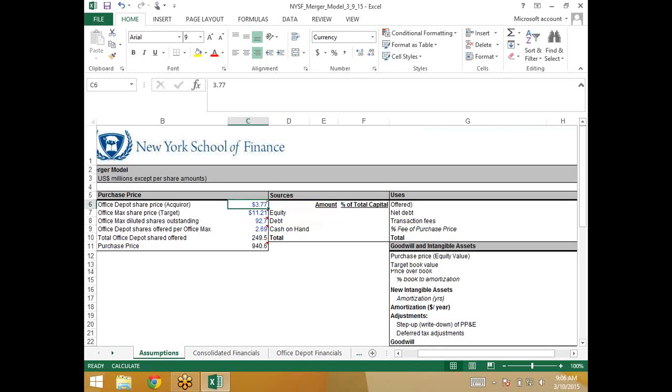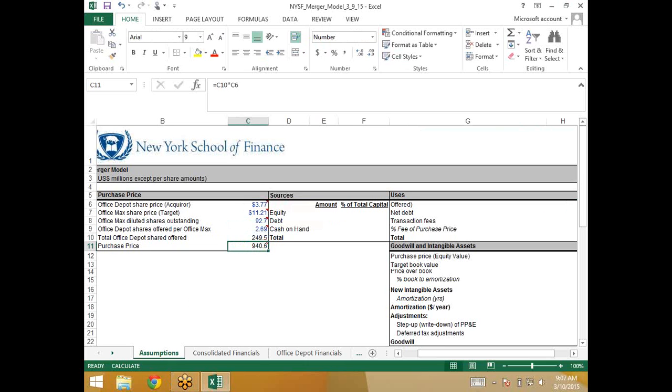So we mentioned, based on the terms, that there will be 2.69 Office Depot shares exchanged for Office Max shares. So we took 2.69, and we wanted to find out the number of diluted shares outstanding for Office Max. Luckily, we had it. They had given us a nice table that did the conversion for us. We didn't have to do that ourselves. So we took the 2.69 exchange ratio times the number of shares to be bought out, and that gave us 249.5 million shares that Office Depot needed to issue. That, multiplied by Office Depot's stock price of $3.77, gave us a purchase price of $940 million.